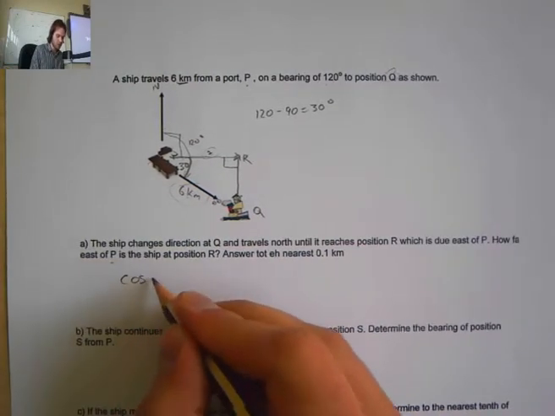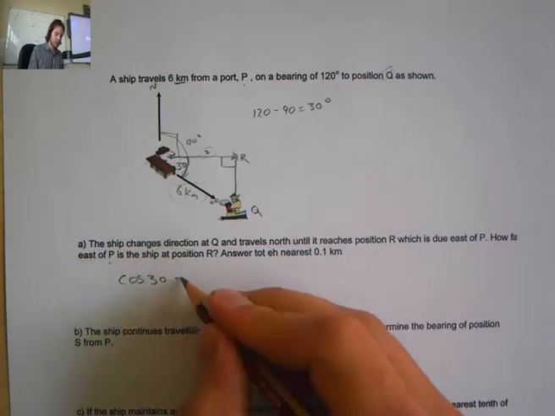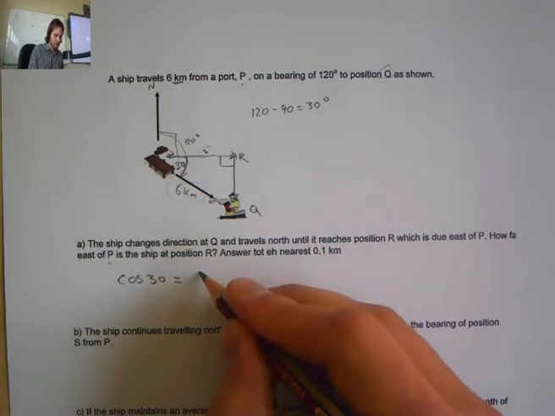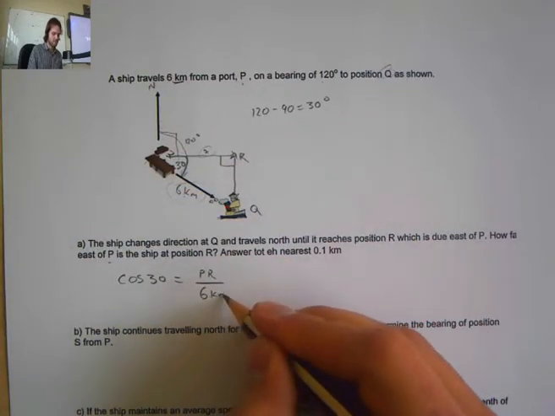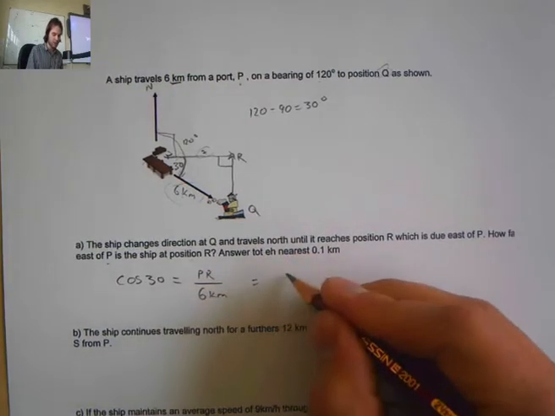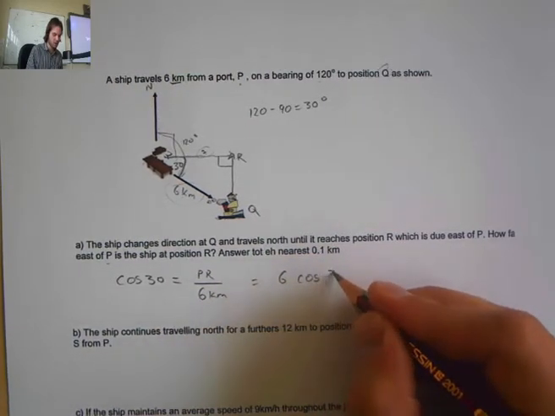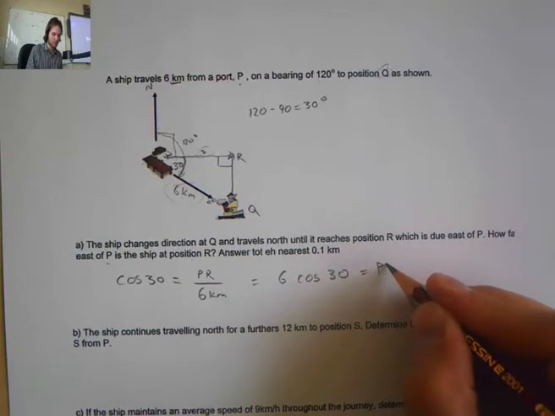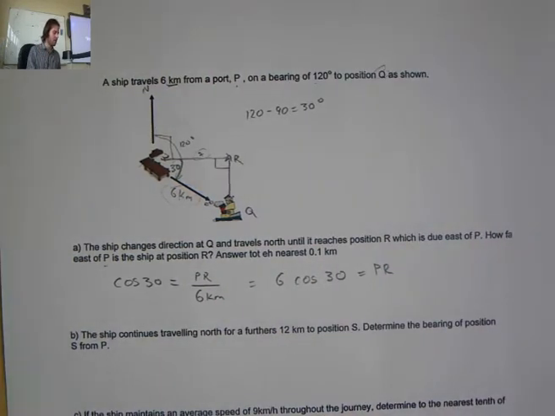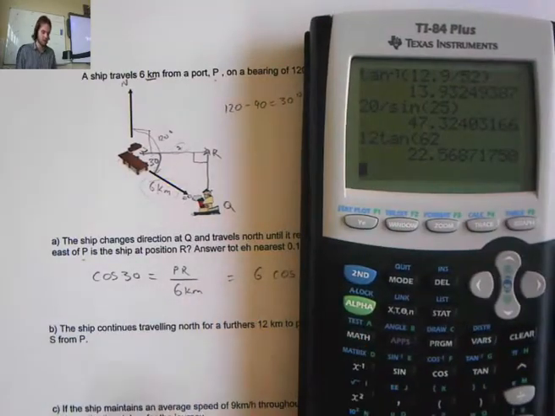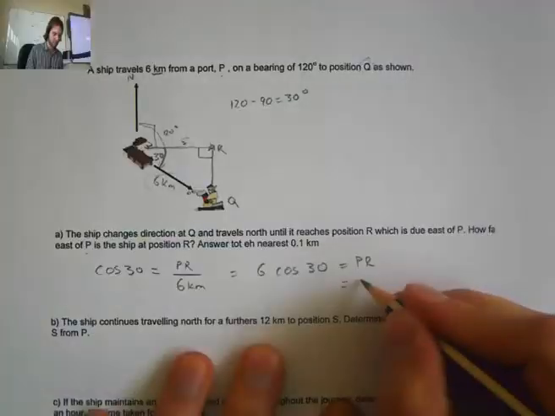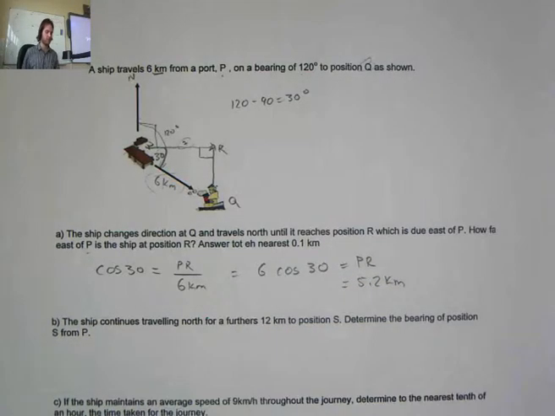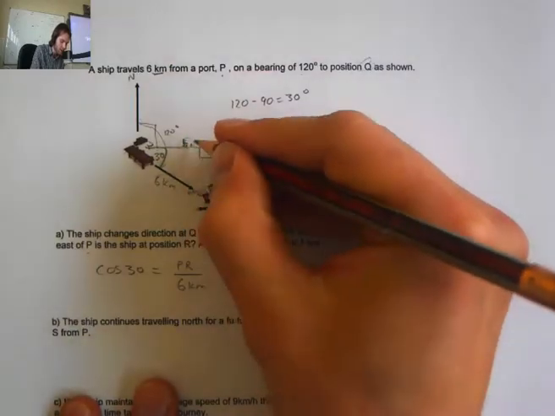So we go cos 30, because it's CAH, is equal to adjacent, which is going to be PR all over 6. Okay? We rearrange this, I'm going to get 6 cos 30 is equal to PR. Now I plug that into my calculator. Right here, just type in 6 cos 30, and I'm going to end up getting 5.2. Okay, so I know this part here is now 5.2.